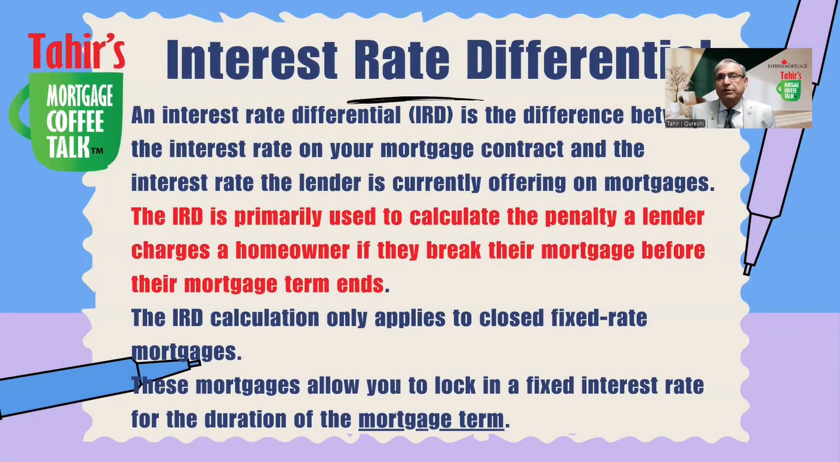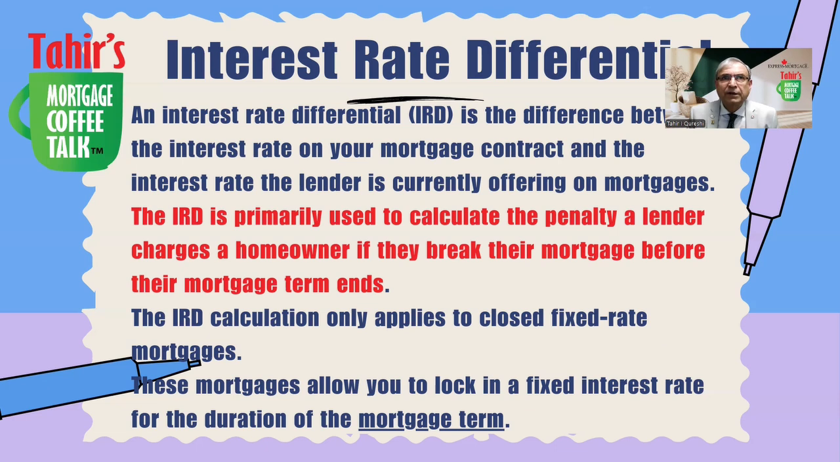And an interest rate differential, which is the difference between the interest rate on your mortgage contract and the interest rate the lender is currently offering on mortgages. So when you are terminating an existing mortgage, I want you to understand, I'm going to give you an example of that. This is why I did this, so you understand that. When you have a contract, there is a rate there. And when you are terminating an agreement or refinancing it, and you have a number of years or months remaining, the bank is offering you the current rate for that category, is it 2 years, 3 years, whatever is remaining on your mortgage, and that will be used.